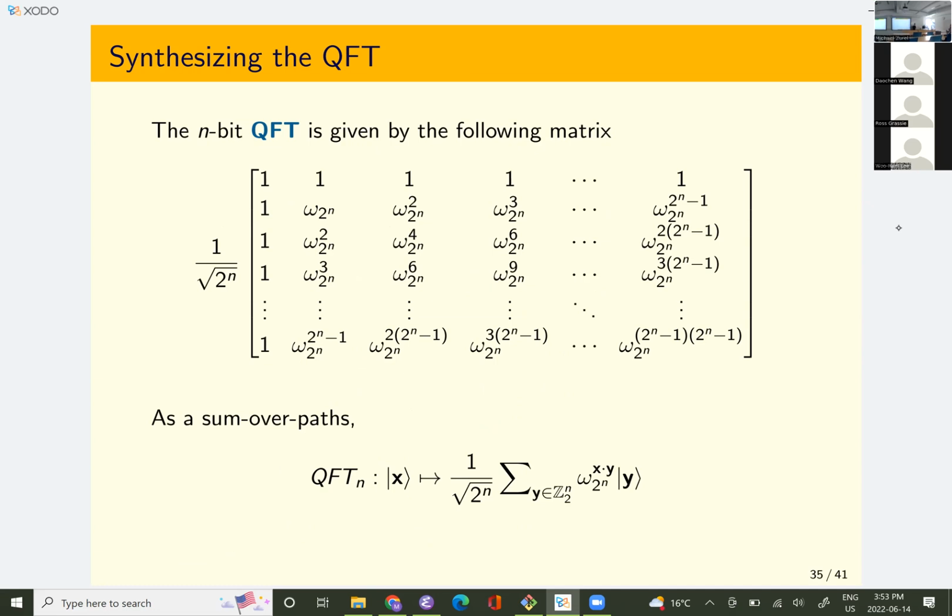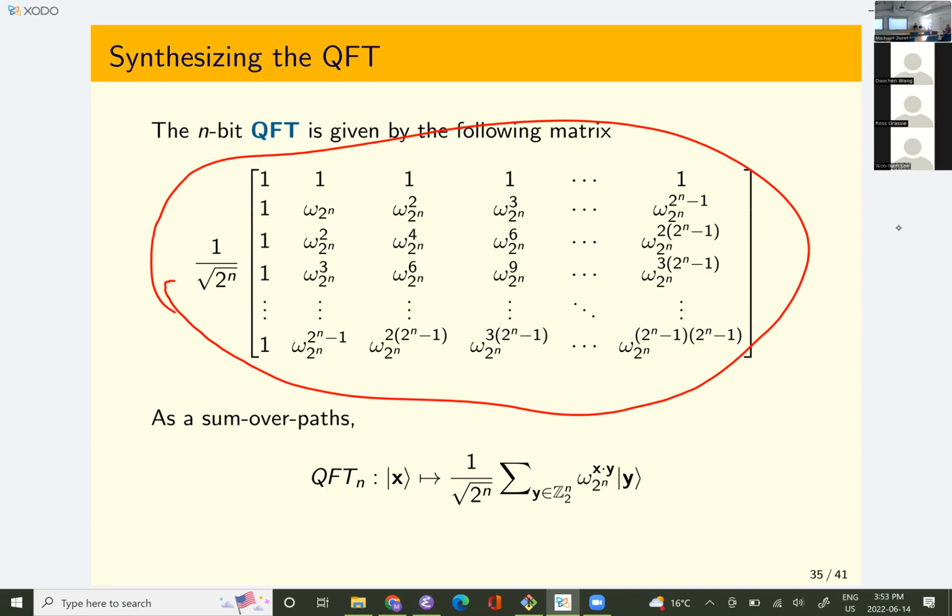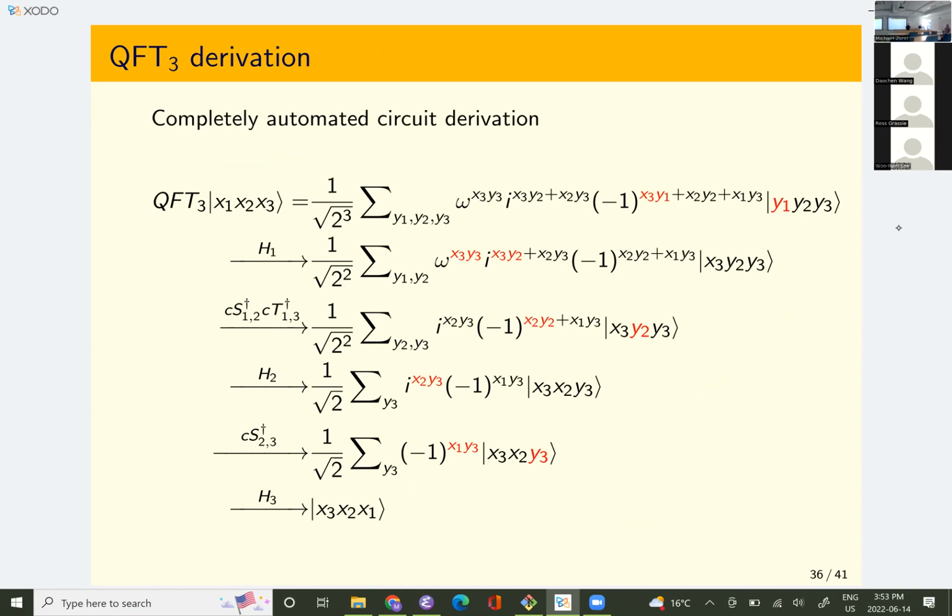And the quantum Fourier transform, if we write it as a matrix, it's this ugly matrix here. But if we write it as a sum of paths, it has this very elegant description, right? Where this particular product is as integers. But still a very nice looking description. And if we give our program, for example, this description of the QFT, we can actually synthesize exactly the classic QFT circuit, completely automatically. And this is the derivation of the QFT circuit using these rewrites. I'm not going to go into this in too much depth, but you can see you have the Hadamard gate, then the control S, and the control T. Another Hadamard gate, control S, and the final Hadamard gate.